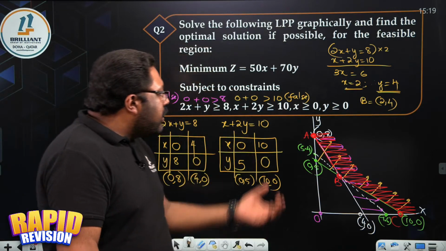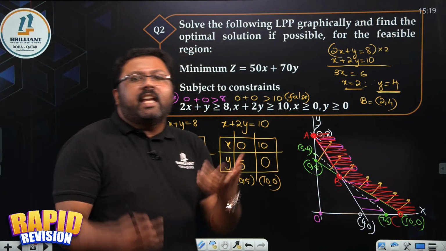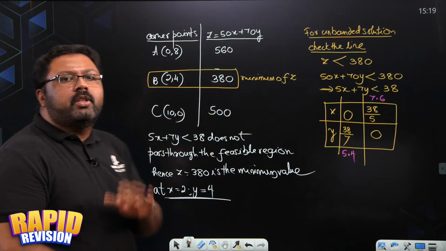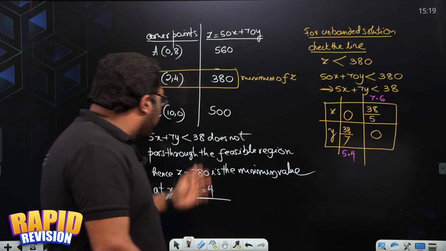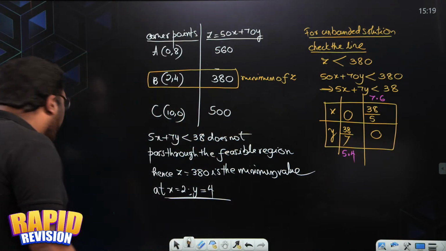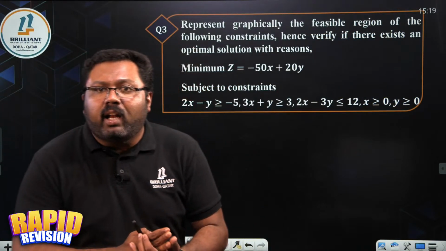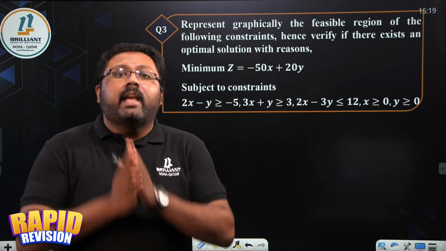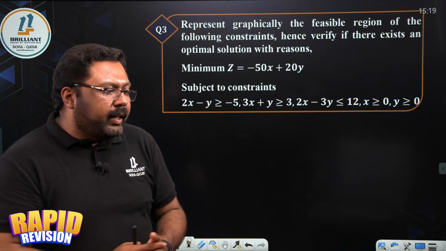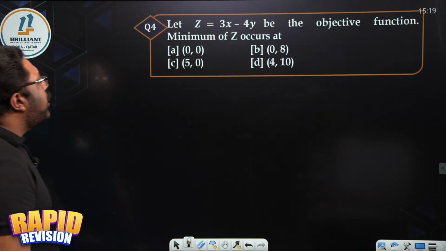If this line does not pass through the feasible region, then I can say that the z value we got is the optimal solution, at x equal to 2, y equal to 4. But by chance, if the dotted line, like in the next example, passes through the feasible region, then you will say that the z value you got is not the optimal solution. It's not the minimum value. Please keep that in mind. Thank you all, and I'm going to the MCQs quickly.